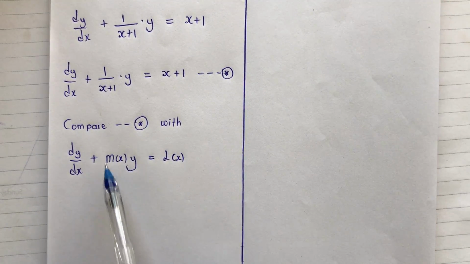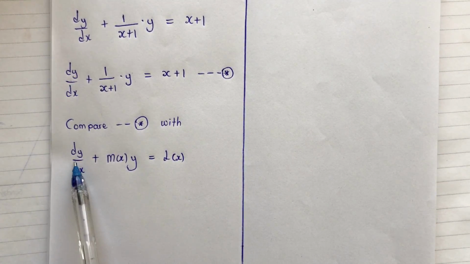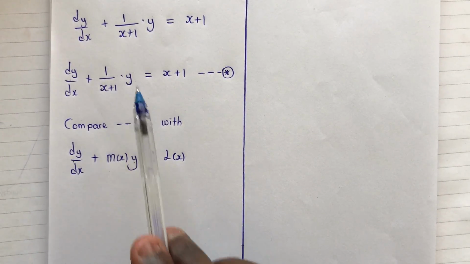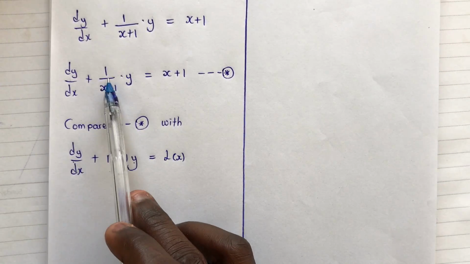So now when we compare this equation very well, this is the same as this. Now we have a variable y here. We have our variable y here. So m of x equal to what?